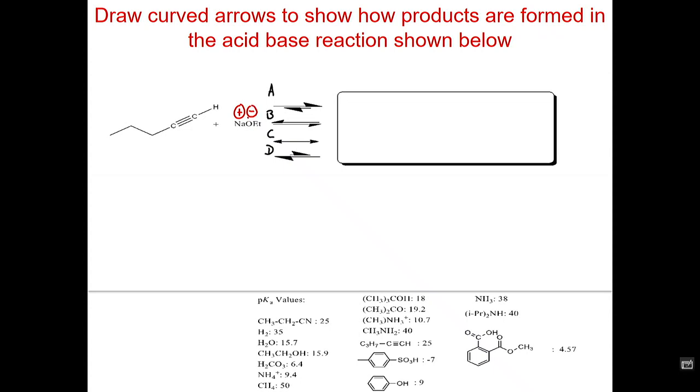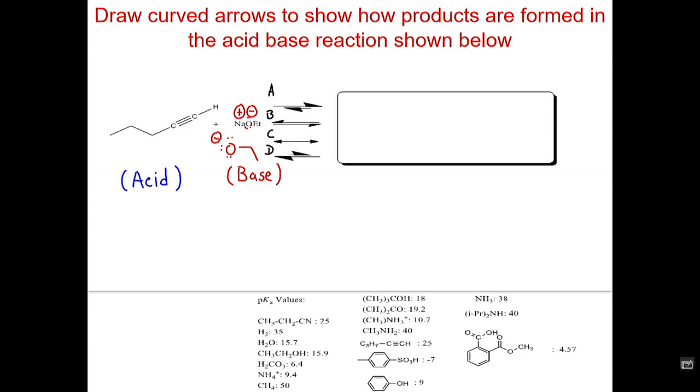There are 3 lone pairs on the oxygen, and it's always a good idea to write it in as complete Lewis dot structures so you can draw your arrows properly. Once you have drawn the Lewis dot structure, the next thing is to determine which of these compounds will act as the acid and which one will be the base. Sodium ethoxide would be the base in this reaction, and the alkyne will be the acid.